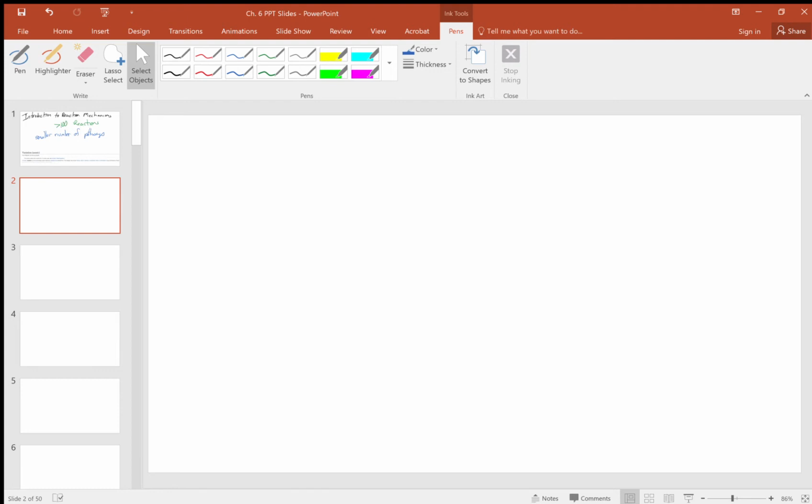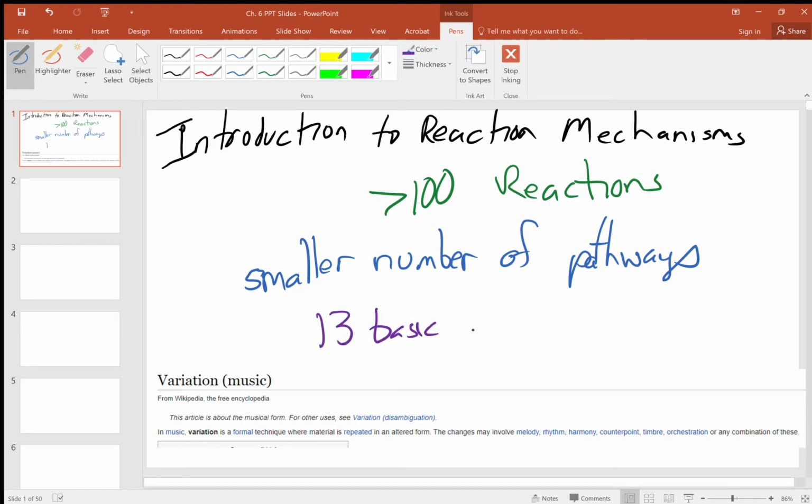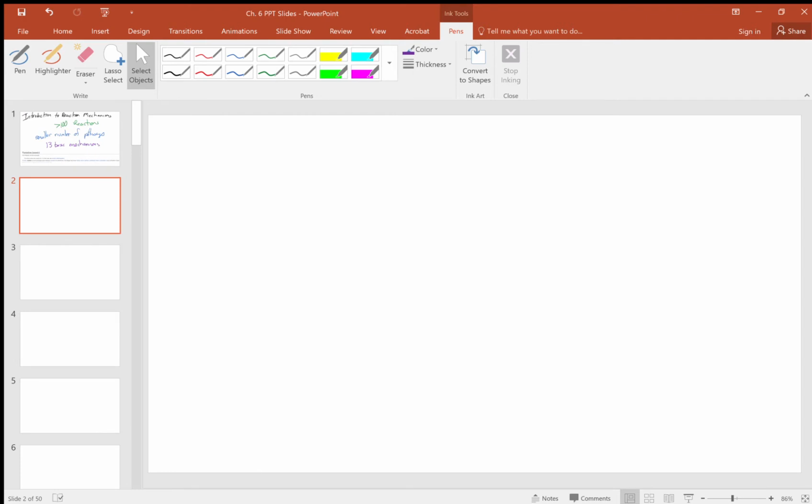So in a few minutes, I'm going to show you a list of what I consider to be the 13 basic mechanisms that we will see throughout this course. And those 13 basic mechanisms, to me, make up probably better than 90% of the reactions that we will learn in this course. So mechanisms are not easy. They're actually one of the harder things that we do in this course. But as you learn your mechanisms, it makes the other things that we do a lot easier.